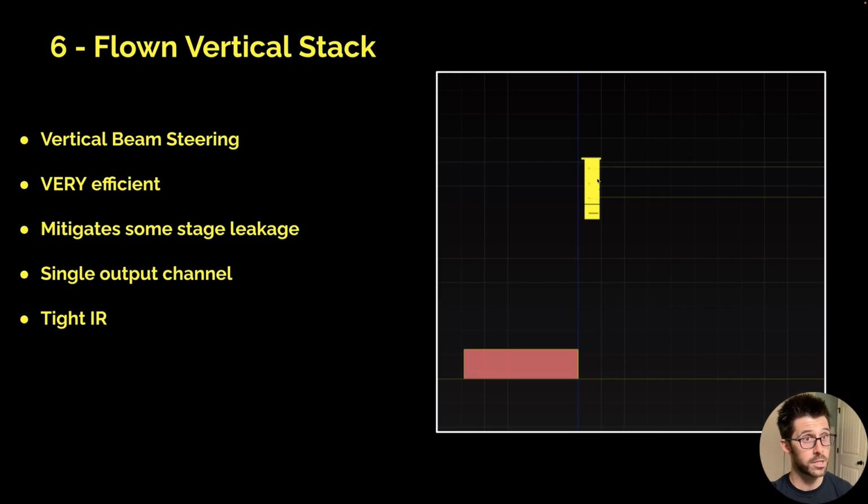So it's very efficient since they're all right together, just like the first one. It mitigates some leakage because we are narrowing the vertical beam, so it's not blobbing out coming on stage. It's able to stay tighter here as we go up in frequency. And it's a very tight impulse response since they're all coupled together arriving at the same time.